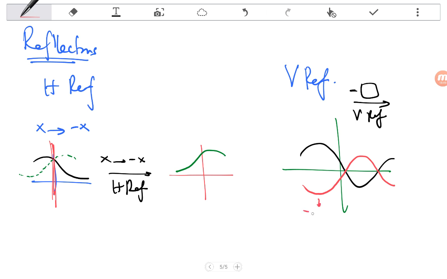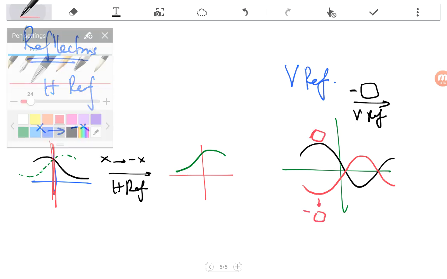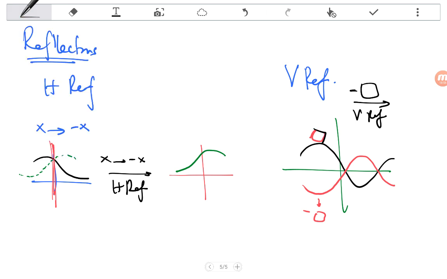So this is the new function, minus the function, and this is the function itself. Okay? So these are two reflections, horizontal reflection and vertical reflection. Now we also have absolute reflections. What are absolute reflections?